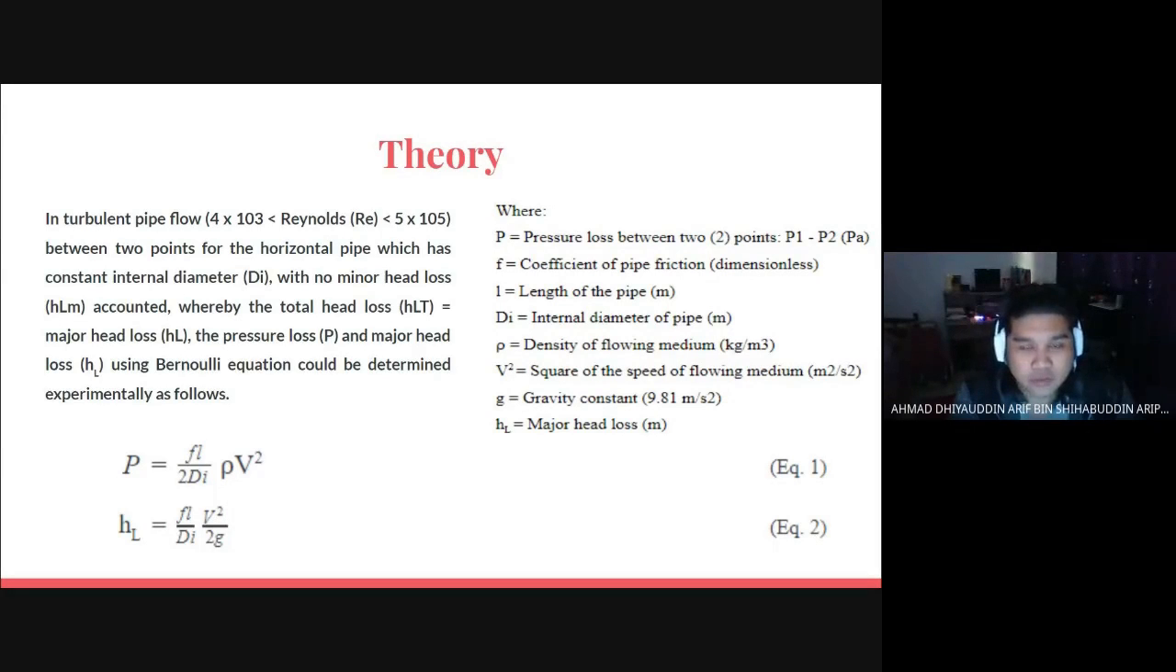F is the coefficient of pipe friction, which is dimensionless. L is the length of the pipe, in meters. Di is the internal diameter of the pipe, in meters. Rho is the density of the flowing medium, in kilograms per meter cubed. V squared is the square of the speed of the flowing medium, in meters squared per second squared. G is the gravity constant, the usual 9.81 meters per second squared, and HL is the major head loss, in meters.